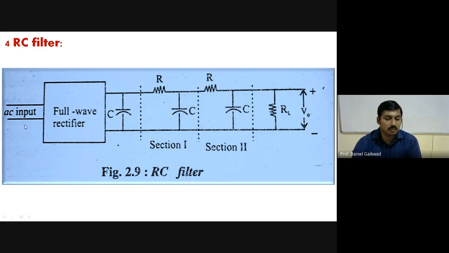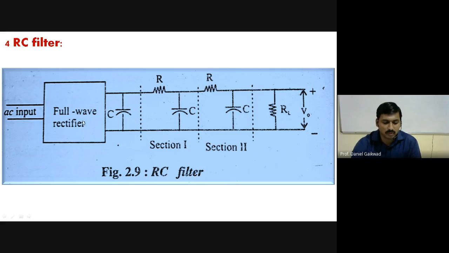We have again the AC input, then a full wave rectifier, then we have a parallel capacitor, then here we have the block in which we connect the R and C, R in series, capacitor in parallel, again RC like this. So this is the load resistance. Section 1, one combination of RC, section 2, second combination of RC across the load resistance, and here we obtain the smooth DC voltage VO. Okay, so this is a simple diagram.